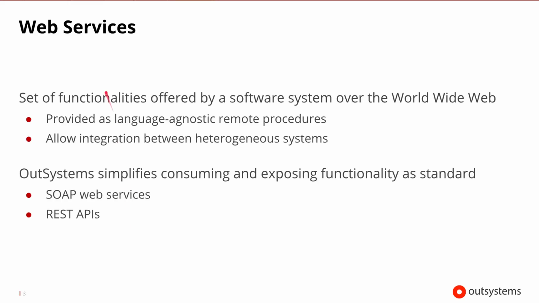So if we just think about web services from a high level, web services are a set of functionality offered by some software system over the web. And typically these are provided in a language agnostic way. So they're remote procedures and we make the request and then we get back some sort of response. How the implementation of that service is provided, we don't necessarily know and we don't necessarily need to care. But this allows the integration between many different types of heterogeneous services and systems. So we can have different services calling each other and those systems can interact in different ways.